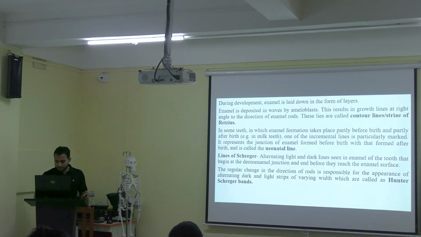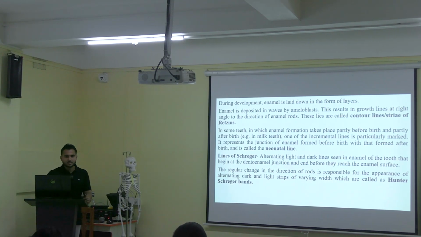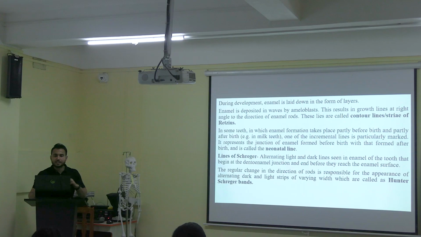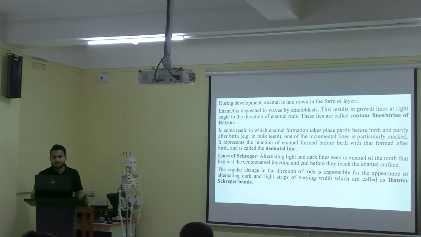Next, in the diagram I have shown you that various lines can be seen in the prism. Those are called the striae of Retzius or contour lines of Retzius. Why are these lines seen? Because enamel is deposited in layers by ameloblasts, which are the cells that lay down the enamel. One layer, on top of it another layer, on top of it another layer. Like this, layer by layer it is produced. That's why we can see the lines.